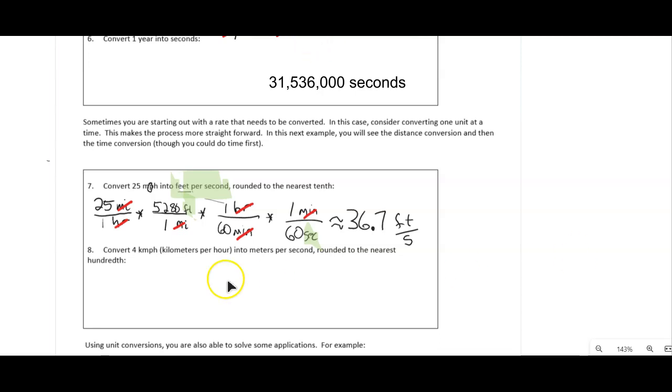Okay, your turn. Pause the video and work out problem number 8. For number 8, you should end up, rounding to the nearest hundredth, with 1.11 meters per second.